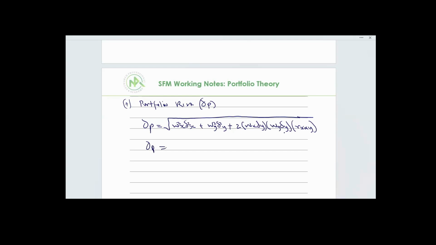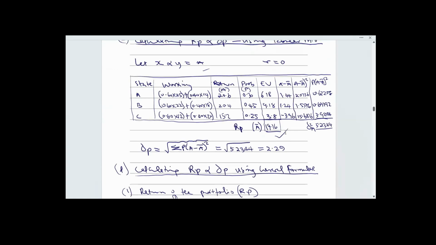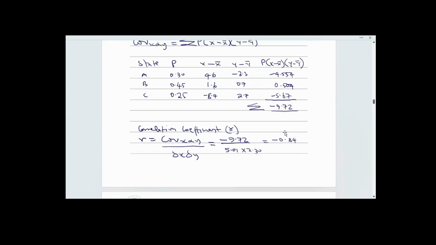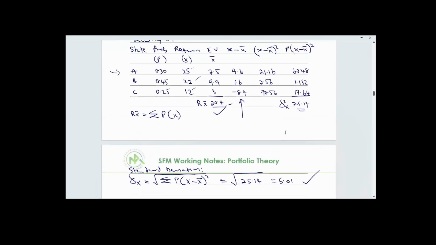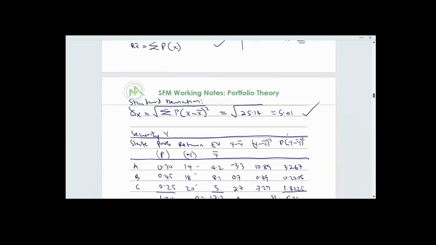Then our risk of the portfolio will be equal to, we're investing 60% on security X, squared, multiplied by the variance of security X. Let's go and check the variance of security X that we calculated previously. Security X variance. We got 25.14. That's the variance of security X, 20.14.